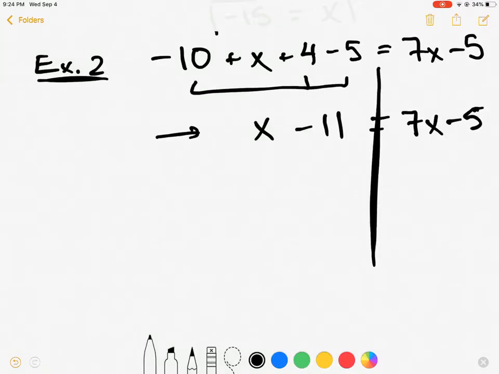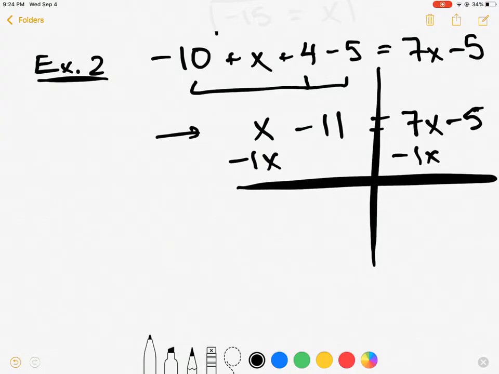We want to isolate our variable, and we're going to start by eliminating the smaller valued variable term, the 1x. If you subtract 1x from both sides of the equation, you eliminate that term. We've got negative 11 on the left. On the right side, 7x minus 1x, we'll have 6x remaining, and then still our negative 5 is in our equation.